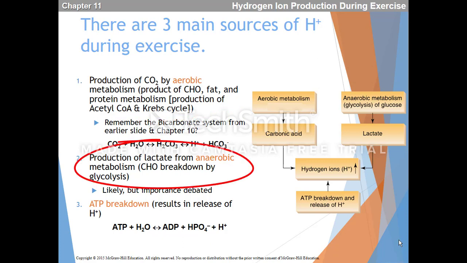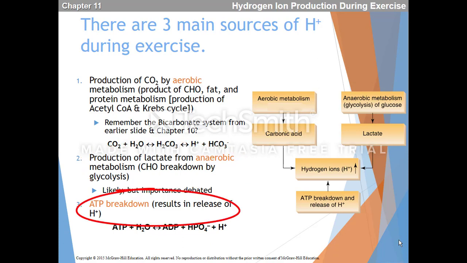At the end of anaerobic ATP production, or at the end of glycolysis, we produce pyruvate. If we produce pyruvate so quickly that we overwhelm the body's capacity to use this pyruvate to produce ATP aerobically, the excess pyruvate will get converted into lactate, which produces a hydrogen ion. And finally, the breakdown of ATP can also produce a hydrogen ion.